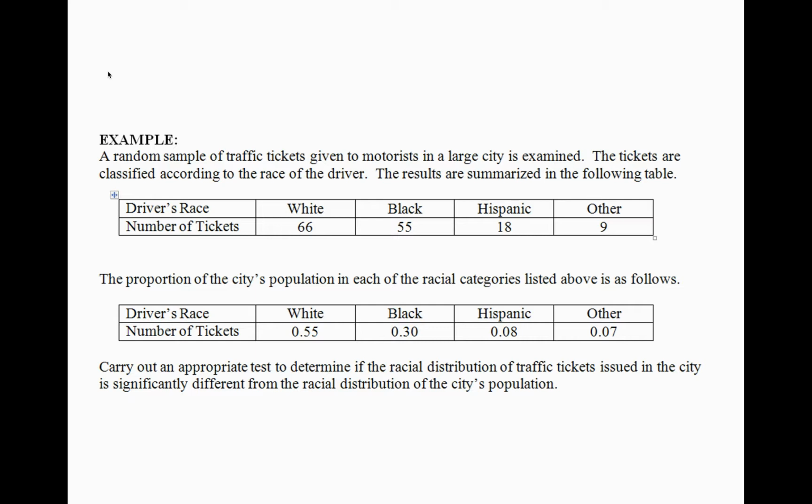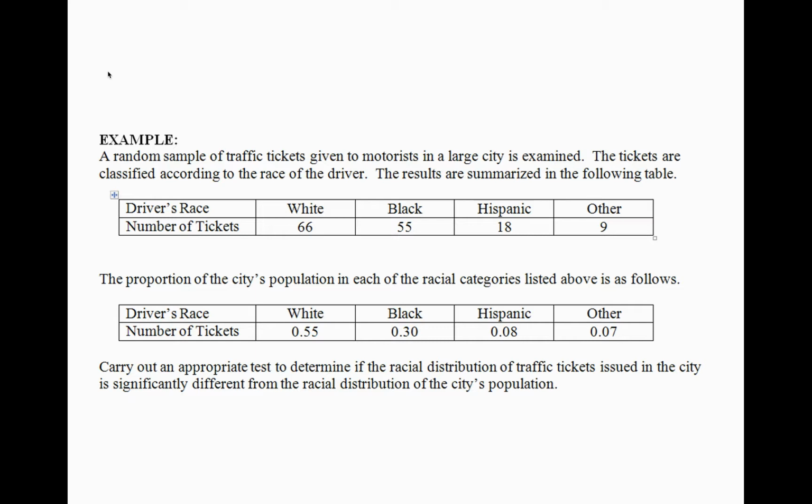So anyway, the data that we're given is the number of tickets that were given to white drivers, black drivers, Hispanic drivers, and other. And it says that these numbers were obtained from a random sample. Now, the proportion of the drivers in the city broken down by race is given in the second table. So you'll see that 55% of the city's population is white, 30% is black, and so on. And so what we're going to do is carry out a test to determine if the racial distribution of traffic tickets issued by the city is significantly different from the distribution of the population.